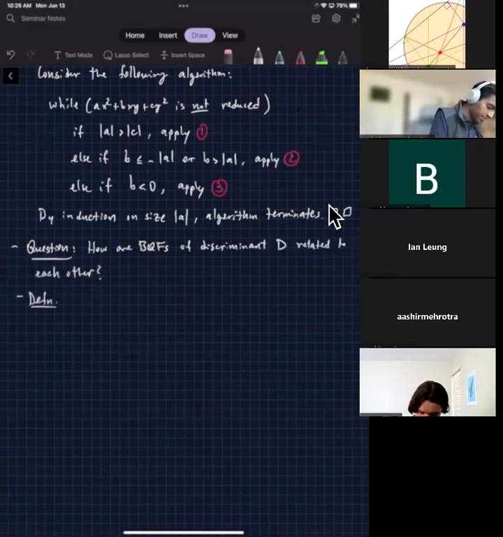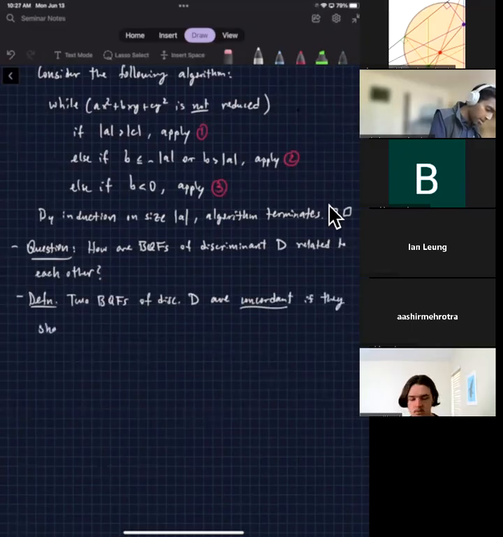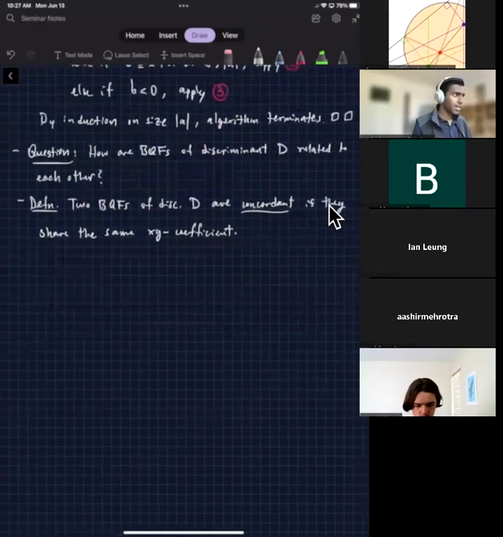Okay, so for this, I'm going to make a definition. Two BQFs of discriminant D are said to be concordant if they share the same XY coefficient. Okay. So then I have the following little result about concordant BQFs.